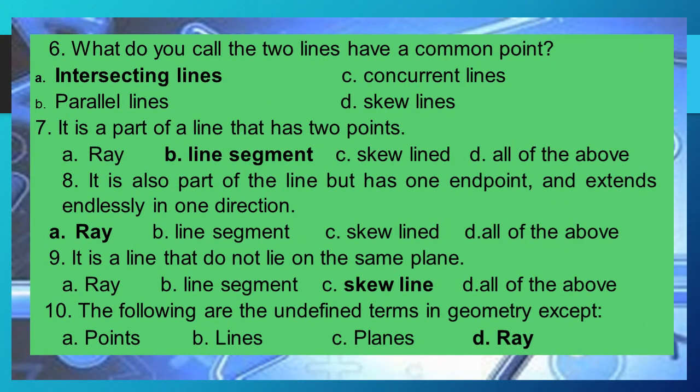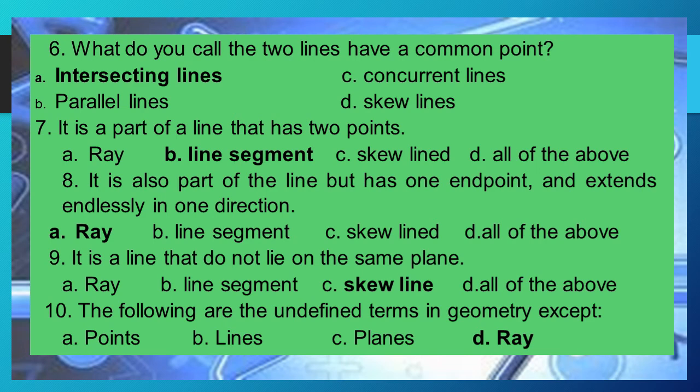Next number. What do you call two lines with a common point? A. Intersecting lines. B. Parallel lines. C. Concurrent lines. D. Skew lines. The answer is letter A, because intersecting lines share a common point.